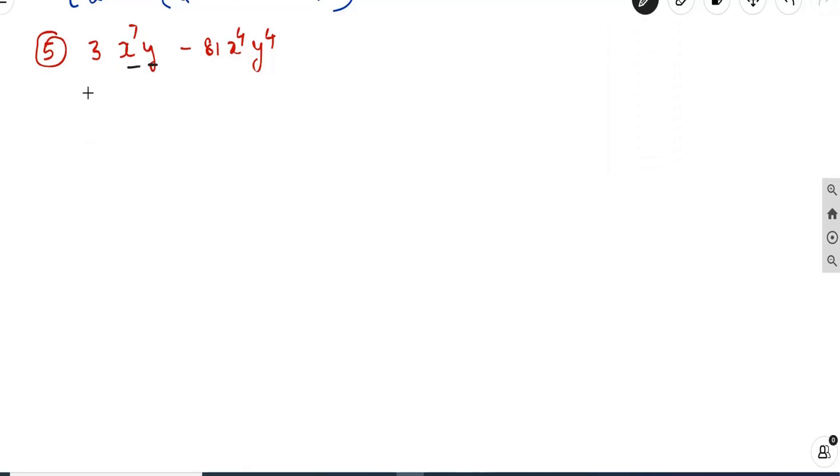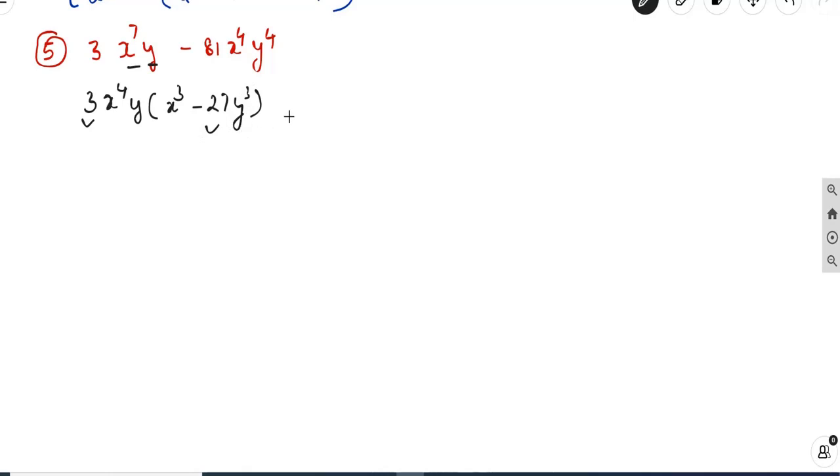First we will take the common. If I take 3 common, x to the power of 4, and y also common, what is left here? x to the power of 7 minus 4, it is x to the power of 3. Minus 81, if you remove 3, you are going to get 27. Multiply and see if you want, 3 into 27 is 81 only. Into x to the power 4 we have taken out, and y we have taken out, so what is left is y cube.